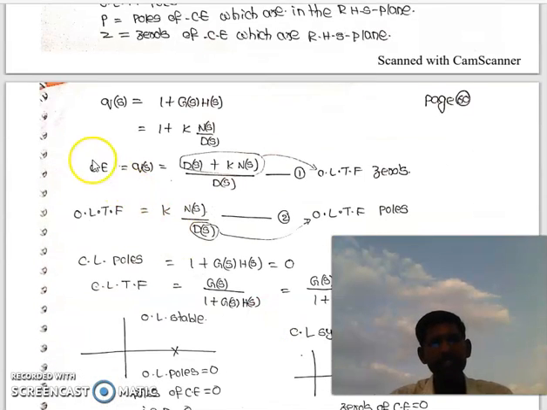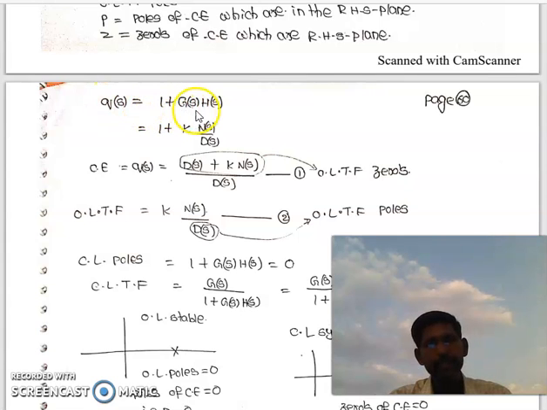Already we have seen the relationship between closed loop poles and zeros and open loop zeros and poles. So once again we will repeat it. Q of s equals 1 plus G of s H of s, which is 1 plus K into N of s over D of s, numerator terms and denominator terms. The characteristic equation is nothing but Q of s. So this can be simplified as D of s plus K into N of s divided by D of s.